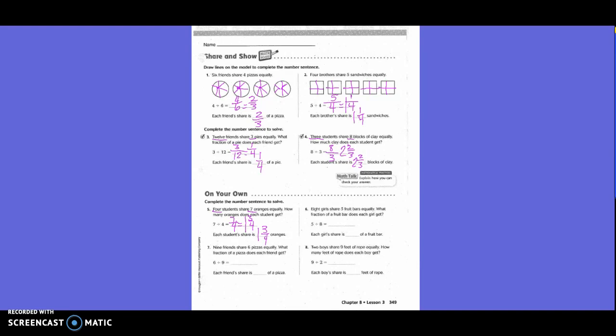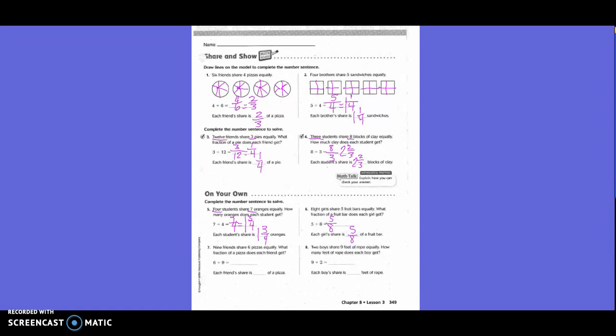8 girls share 5 fruit bars equally. What fraction of the fruit bar does each girl get? So how many total fruit bars are there? 5. And then how many girls are sharing it? 8. What's my numerator? 5. What's my denominator? 8. Can I reduce that? No. Nope. So it's 5/8.